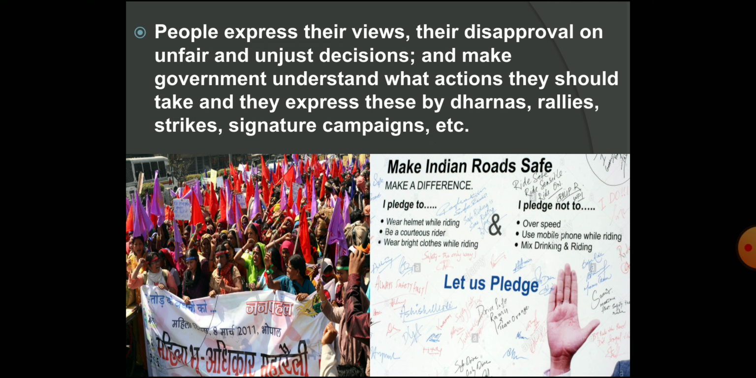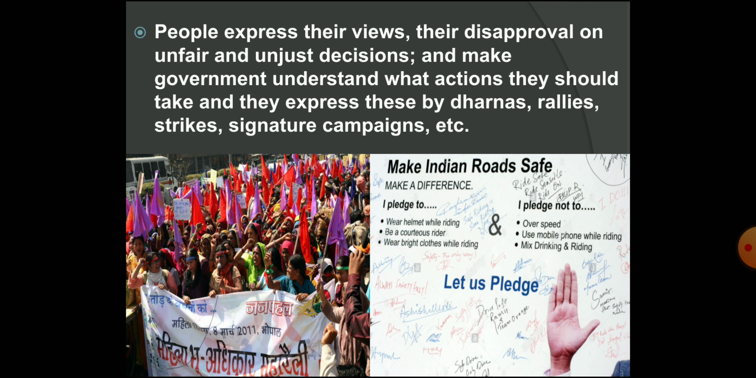So here is one example to make you understand. Children, in 2005, the charges for electricity were increased by a particular government. It meant that people had to pay more for electricity consumption. To show their disapproval to the government about this decision, people organized rallies and signature campaign. All attempts of the government to explain and justify its decision failed, and finally the government had to withdraw or take back the increase.